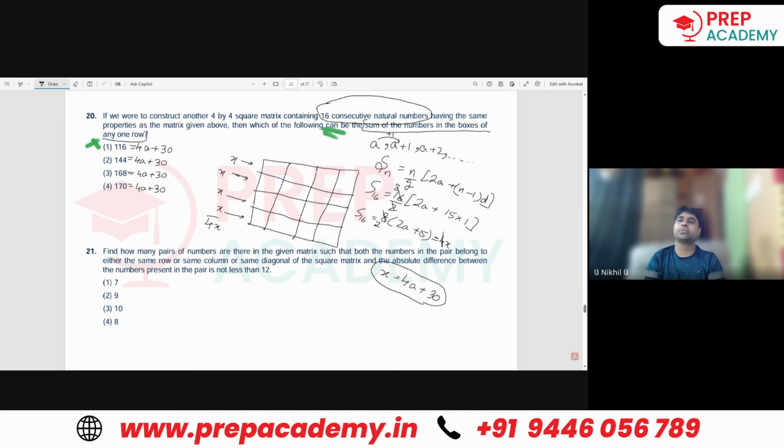114 minus 30 would be 114. Is 114 divisible by 4? What is the divisibility rule of 4? The last two digits should be divisible by 4, not the whole number. The last two digits should be divisible by 4, right? It isn't. So 14 is not divisible by 4, right? So even the second option cannot be my answer.